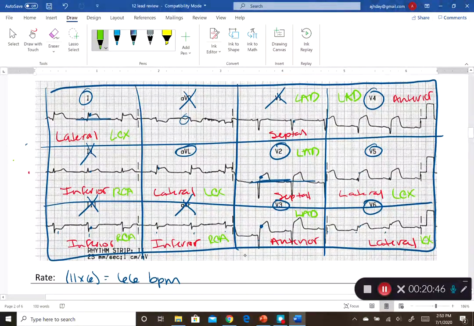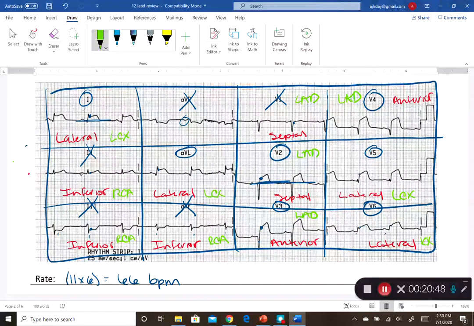Let's go ahead and label this. So looking at lead 2, there's my P wave. Got a QRS, even though it's low voltage, still there. Normal T wave, so it is a sinus rhythm.